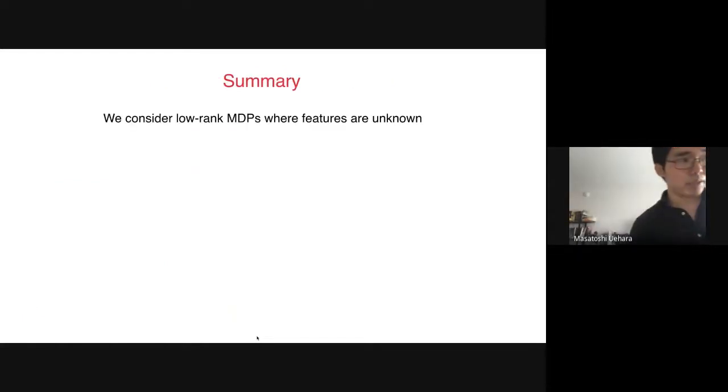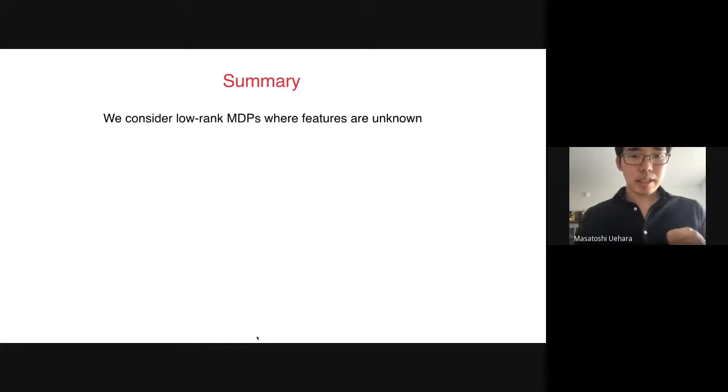I'd like to give you the high-level summary. To handle representation learning and reinforcement learning, we consider low-rank MDPs. In low-rank MDPs, the sole assumption is that it is low-rank. So we don't assume features are known. Low-rank MDPs are good models to discuss representation learning in reinforcement learning.